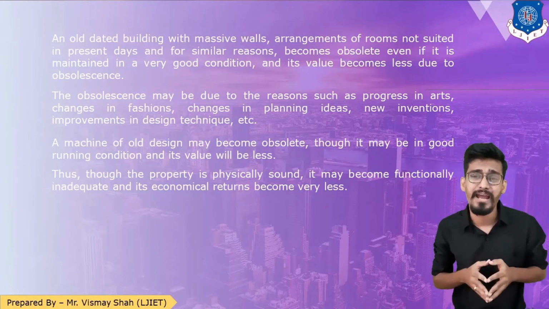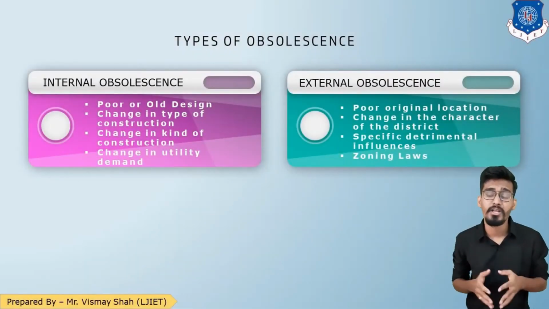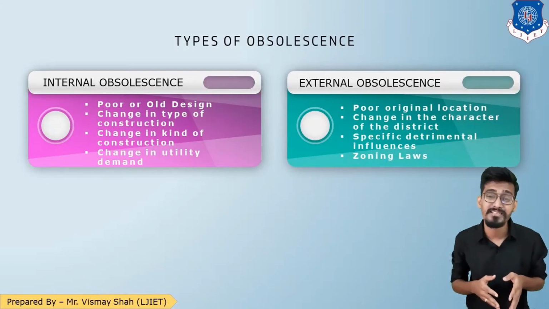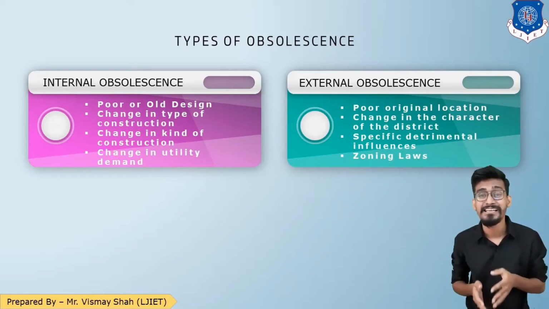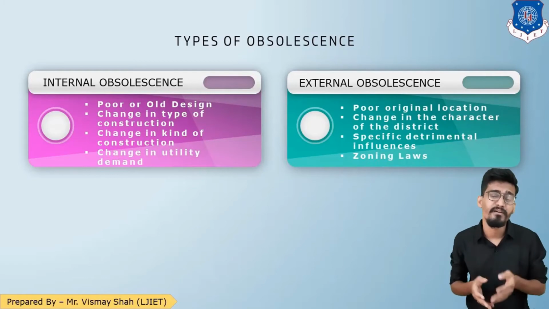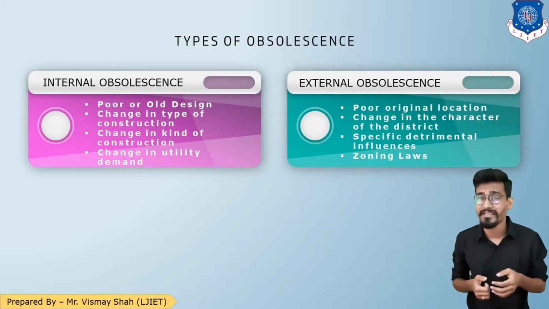Now let us look at the types of obsolescence. As you can see on the screen, there are two types of obsolescence. First, internal obsolescence, and then there is external obsolescence. In internal obsolescence, we have discussed so many times change in design, change in structure, change in fashion, and so on. Now let us look at the external obsolescence.